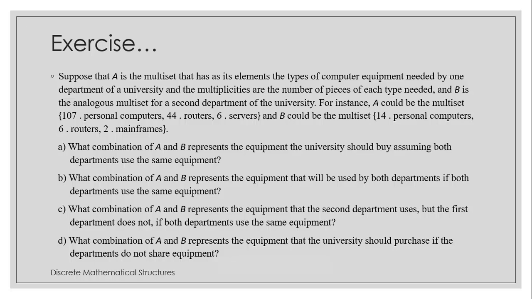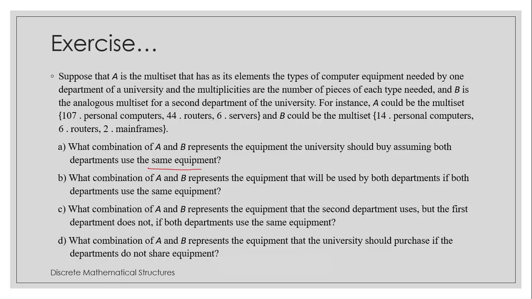Now A here means that one department of the university needs 107 personal computers. This is the multiplicity and this is the equipment needed. So this department needs 107 personal computers, 44 routers and 6 servers. And another department needs 14 personal computers, 6 routers and 2 mainframes. So what combination of A and B represents the equipment the university should buy, assuming both departments use the same equipment? Now here there is sharing of equipment.